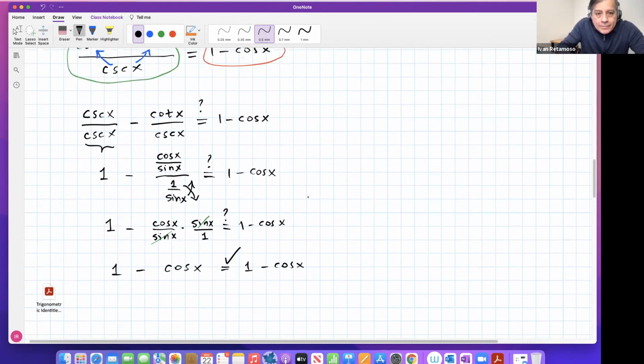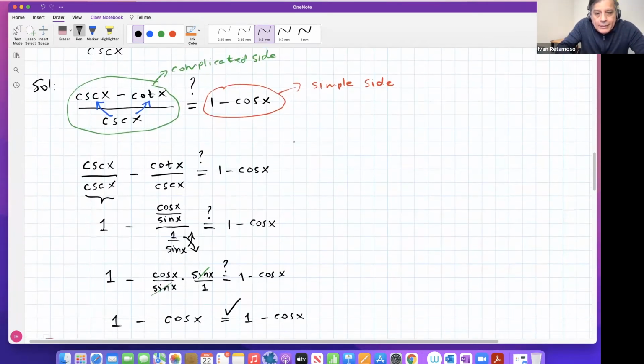Now, let me tell you this, guys. When it comes to verifying identities, there is no just one strategy or method that you can follow. There could be some other methods around. Some people prefer to work with the complicated side and the simple side at the same time. Be careful there. Other people, when they see that the two sides look equally complicated, just choose randomly which should be the complicated side and which the simple side. That works too, right? But follow this strategy. It's a good one. It will help you.